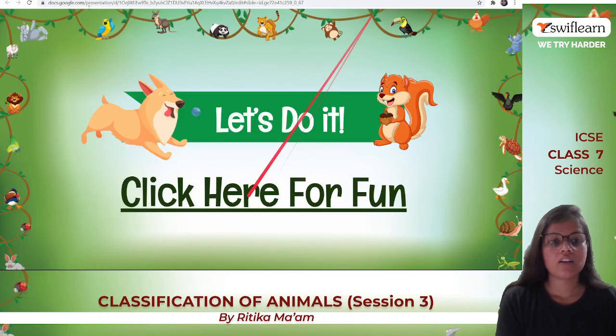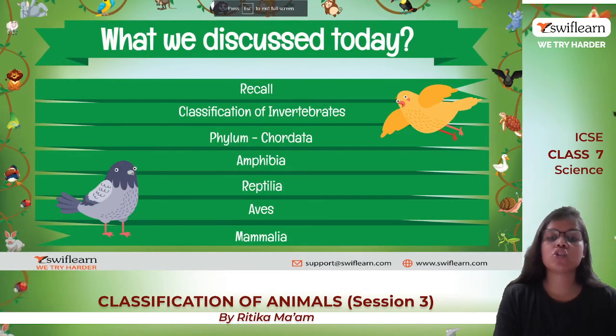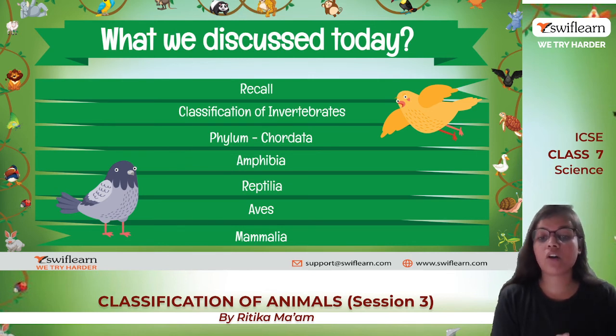Okay. So what are the things that we have learned? We had a quick revision. We learned about invertebrates, Phylum Chordata, in which we learned about Amphibia, Reptilia, Aves, and Mammalia. So I hope you might have understood everything that we have learned today. We will be meeting in the next class in which I will be bringing another session for you all.